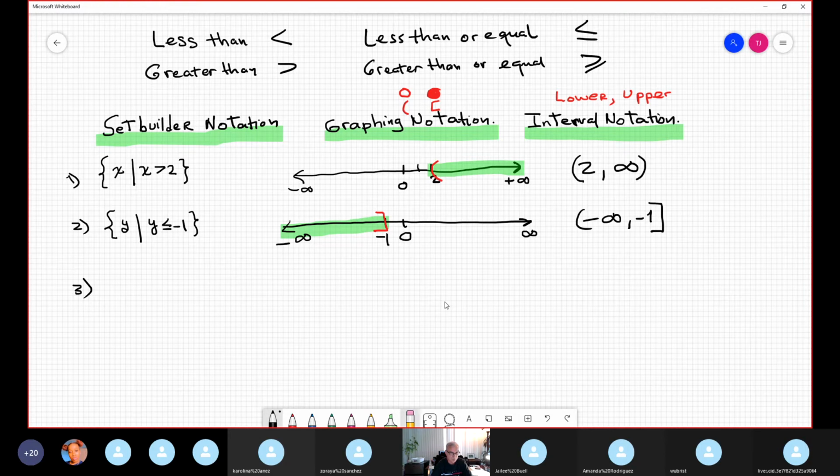Suppose this example: now the variable W, such that W is in between 2 and 4. Include 4, but not include 2. The idea of what you include or don't include is the responsibility of the equal sign. Equal sign includes, bracket. No equal sign, no include, parenthesis.